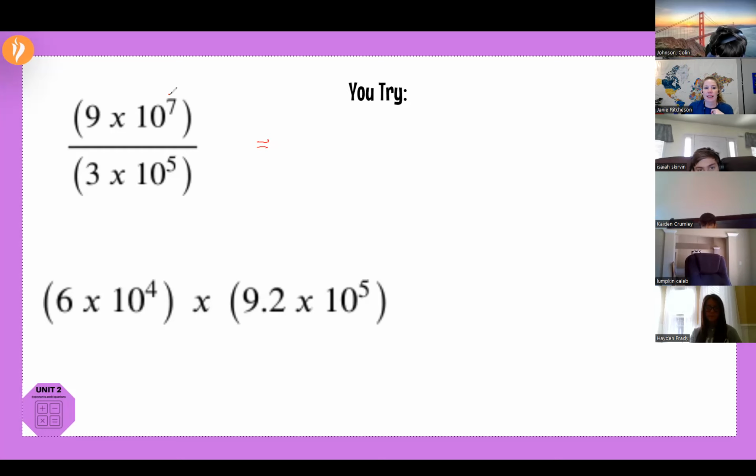All right, are y'all subtracting these? You're supposed to be subtracting them, right? All right, so 9 divided by 3 is 3 times 10 to the 7 minus 5 is 2. And is this answer in scientific notation? It is. We're good. 3 or 3.0, same thing. Okay. Any questions?